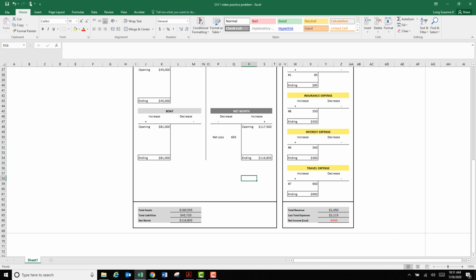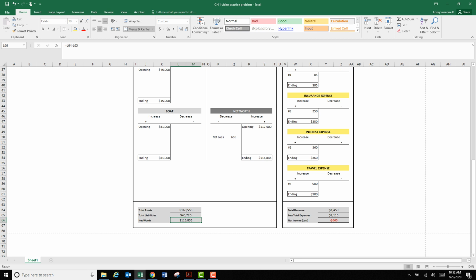Net worth or equity increases on the right side. So this is the increase side, and this is the decrease side. Since we got a net loss, it's decreasing on the left. If we had a net income, it'd be over here. Net income and how much, and you'd add it. But this one's a loss, so we got this, subtract this to get to this. An ending net worth then reconciles or ties out.